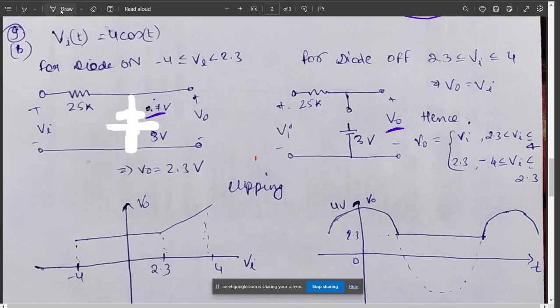See, so the branch is something like this. Okay? So it is 3 plus minus, right? So the polarity will be plus minus, but this is minus 0.7. So 3 minus 0.7 equals 2.3 volts. Okay. So here now we have to check how the diode will be switched on.